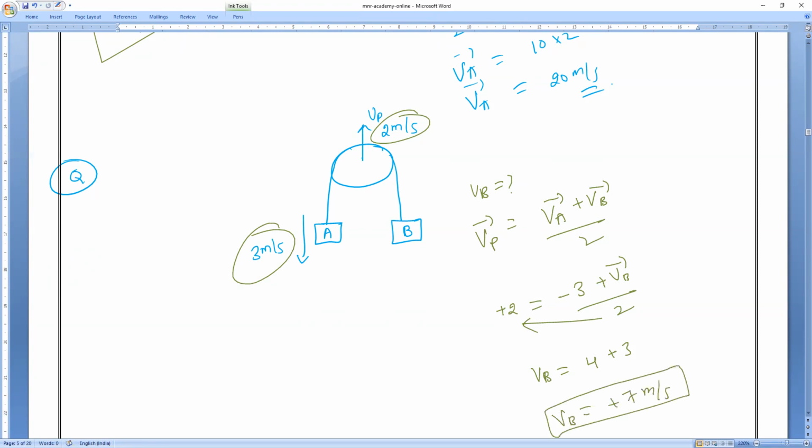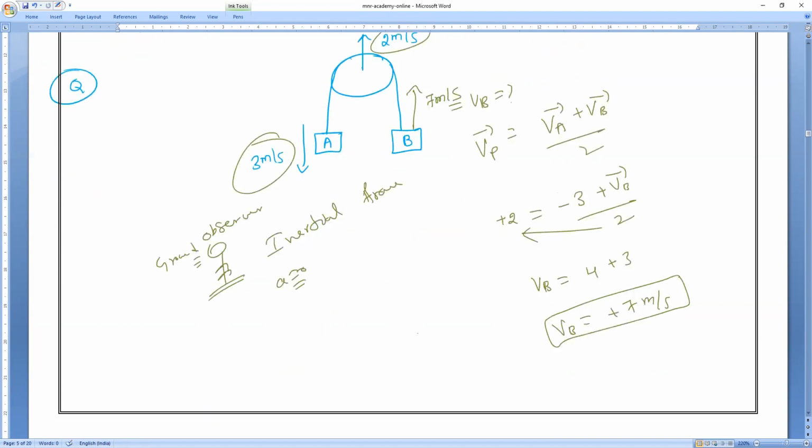7 meters per second. So is body B going in the upward direction or downward direction? Upward. So here the observer is from where? Inertial frame of reference or non-inertial frame of reference? Inertial frame. So the observer's acceleration is 0. The observer is basically the ground. Be very careful.